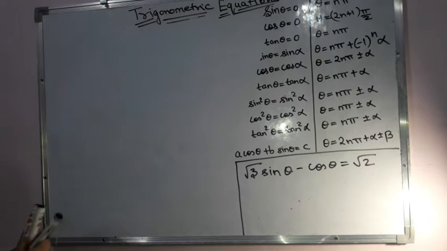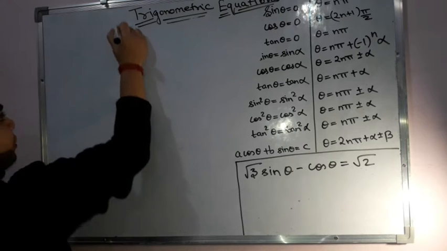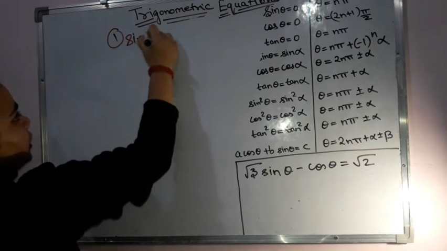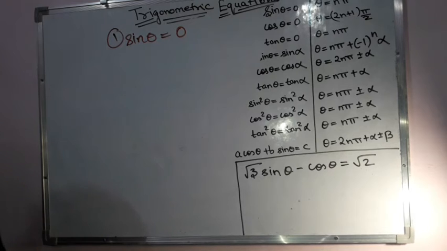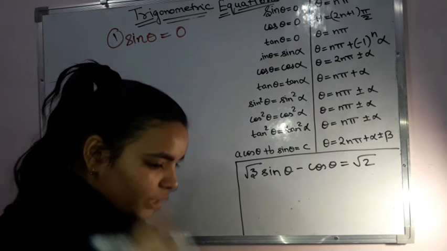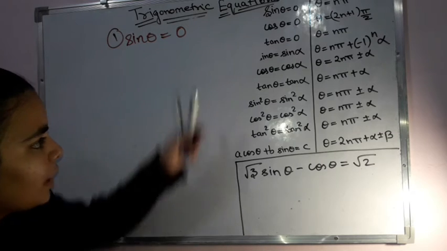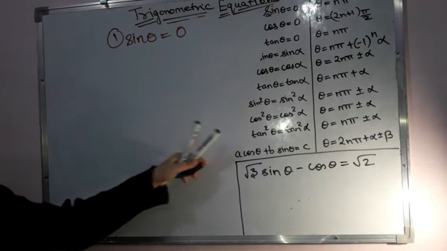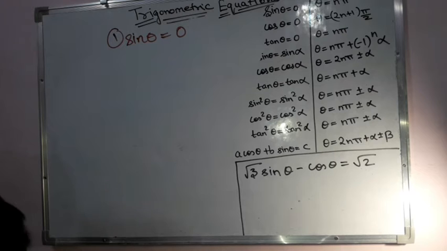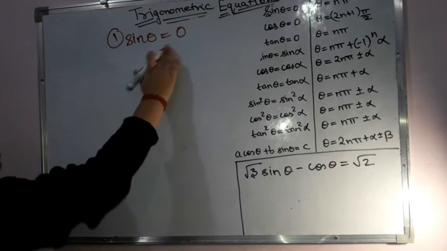So let us assume that my first equation is sine theta is equal to 0. What are we doing? We are trying to get the general solution of our equation. Of the equations which are given to us, we will be finding the general solution. The first equation is sine theta is equal to 0.